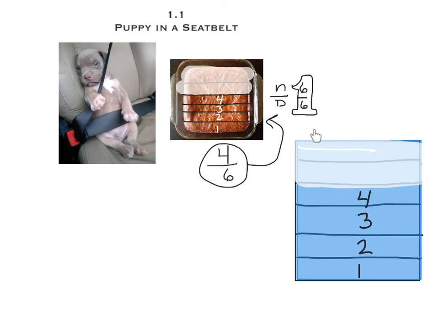So if you were drawing it, you would draw it like this, and you wouldn't have to draw the actual pan of brownies. But this gives you the idea of originally the full pan of brownies, 2 of these pieces got eaten, so you got 1, 2, 3, 4 left.